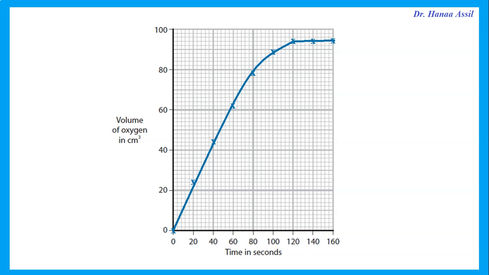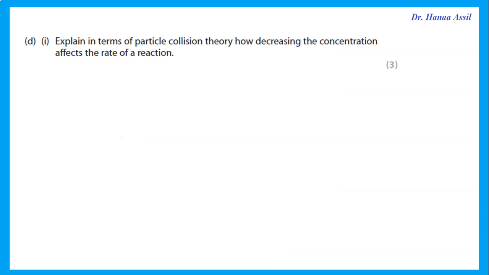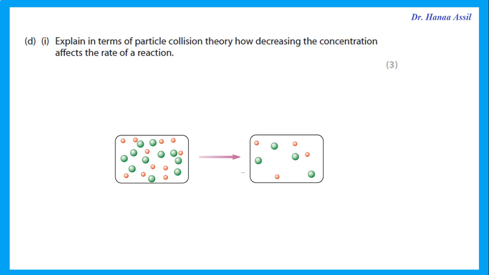and that's what we call an anomalous result. So, explain in terms of particle collision theory how decreasing the concentration affects the rate. Now, if I'm using less concentrated acid, for example, the question says explain the effect. So you have to tell me the effect on the rate and why.